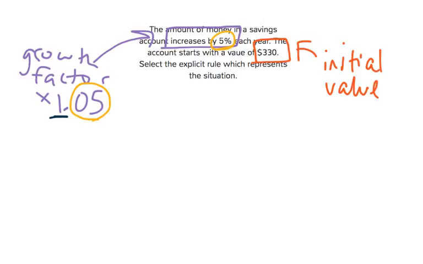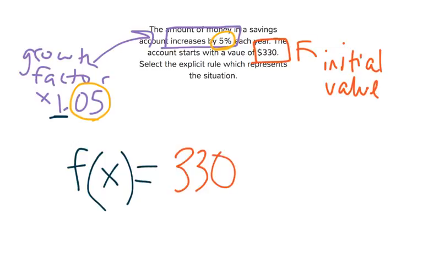So to write this as an explicit rule, we have f of x equals the initial value of 330, and then we're going to multiply that by our growth factor of 1.05. So each year gets multiplied by 1.05, and then because we are going to be plugging in the year, we're going to multiply by 1.05 depending on what number of year we're looking at. We're going to raise that to the x power.